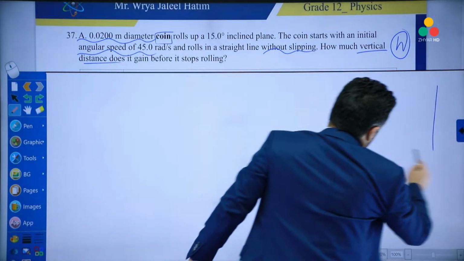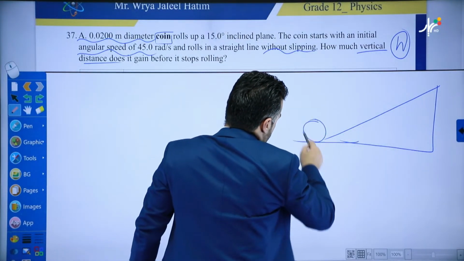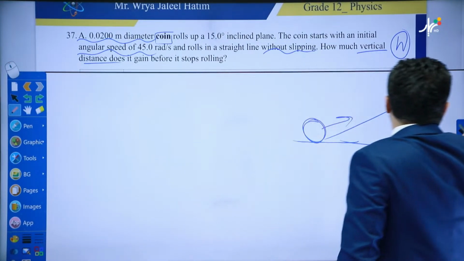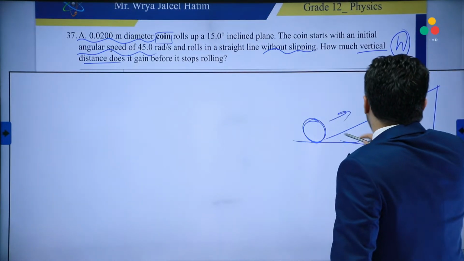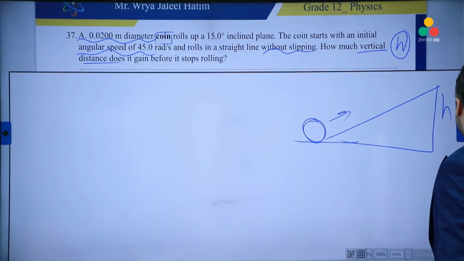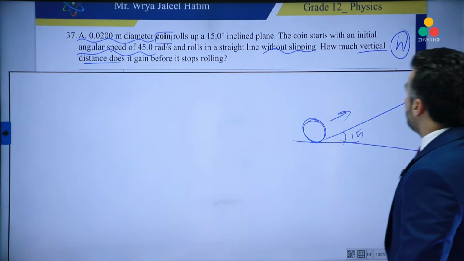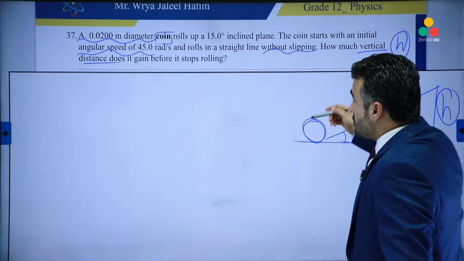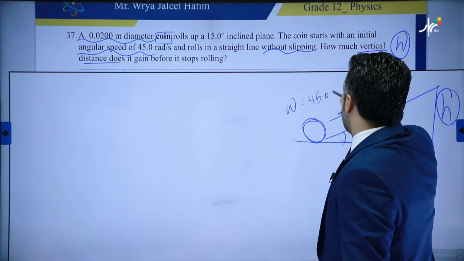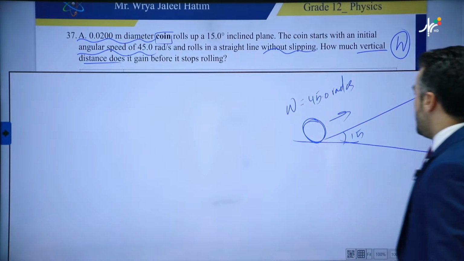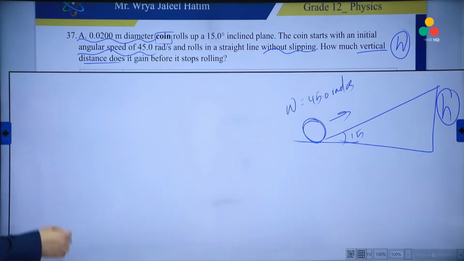So here's the incline, and here's the coin. This coin is trying to roll up without slipping, so of course it is rolling. This height is unknown, and we're trying to find it. This angle is 15 degrees. It starts with an angular speed of 45.0 radian per second.